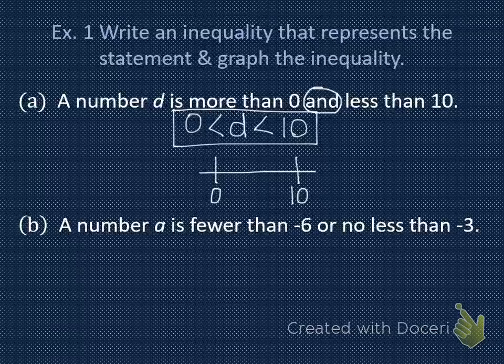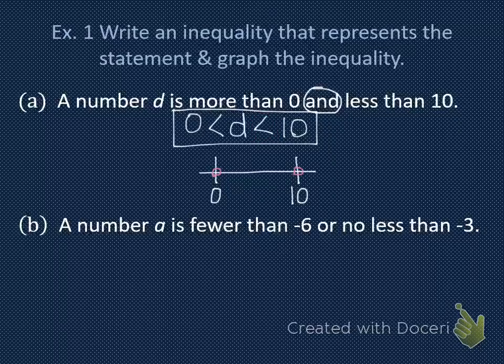Now we talk about the circles. All right, the circle on 0, is it going to be open or is it going to be closed? Open. How do you know it's going to be open? Good, it's just greater than. So we know the circle is open. And what about 10? Is the circle open or closed? Open. Again, open because it's just less than. All right, so we've got our open circles.